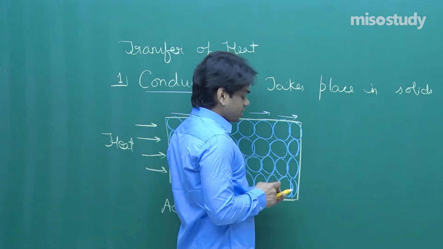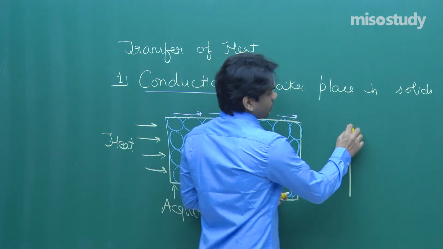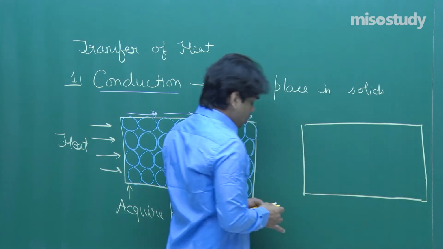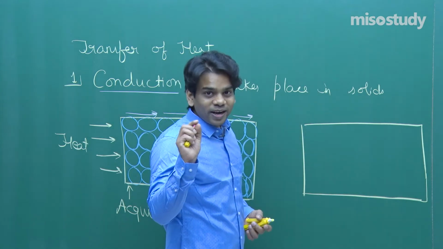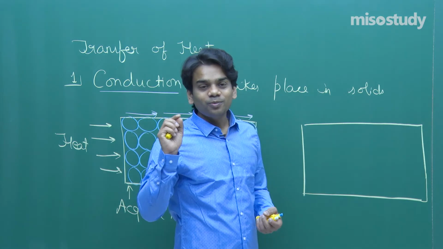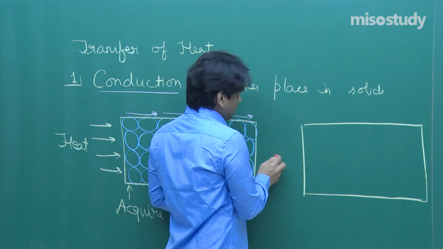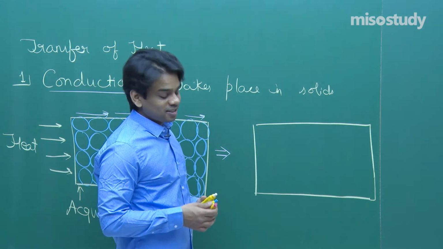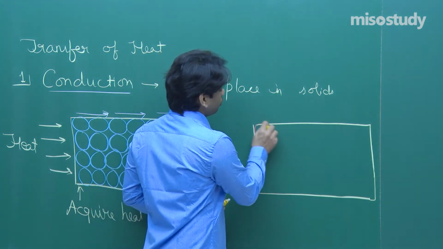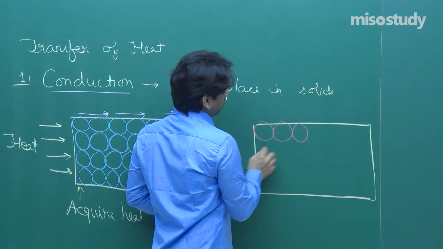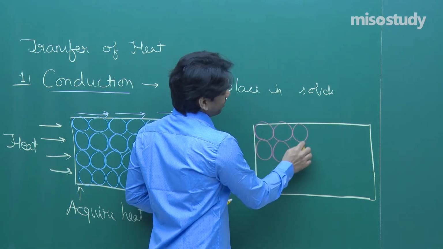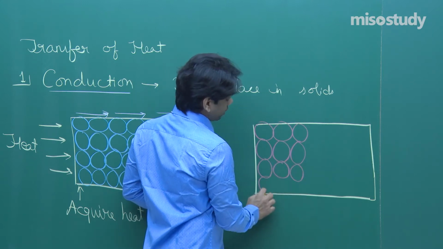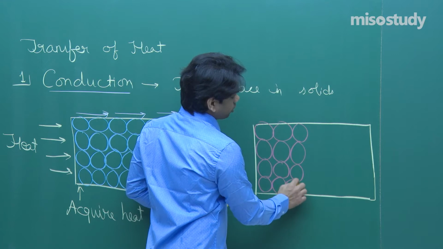If I redraw this same picture again, this is the solid object. Now first, you will find that the molecules which are very near to the source, their vibrational effect is going to increase, or let's say the heat energy that they will have will be more. So I'm drawing with this magenta color, or you can take this as light red color. That means it has got more energy.